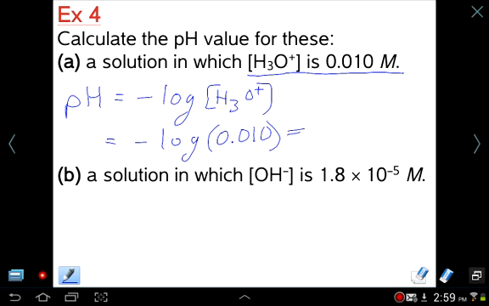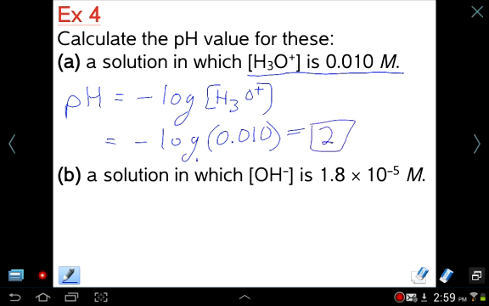So take the negative log of 0.010. In some calculators you may have to put 0.010 first, then click the log button, and then click the negative sign. But you should get yourself an answer of 2.